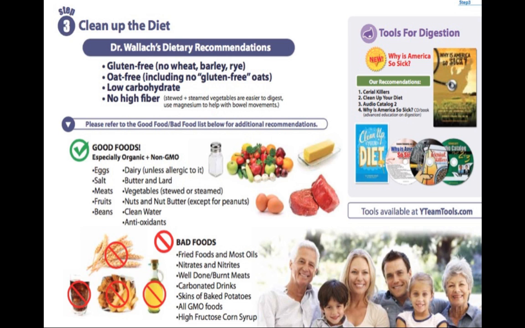Last one, no high fiber. And I know this goes against what most people have heard for years, because we have taught it for years. Fiber gives you bowel movements, but it is not how we're supposed to get bowel movements. Man is not made to eat raw vegetables. I'm going to say that again. If you listen to serial killers, you'll understand this. Man is not made to eat raw vegetables.